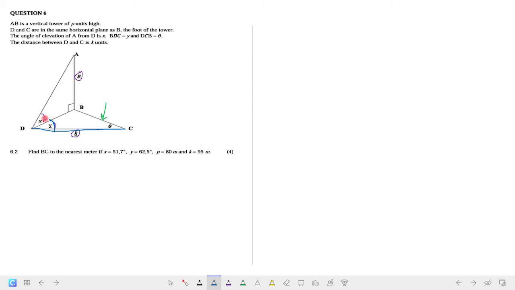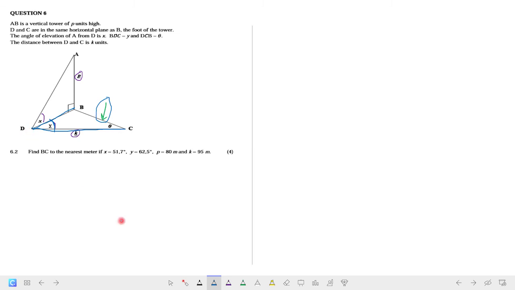Now the only thing that I'm left with here is to find DB. Why do I need to find DB? Because if I can find DB, I see that I have an angle and two sides, and if those two sides are known, then I can easily find BC using a cosine rule. So let's see if we can find BD using triangle ADB.